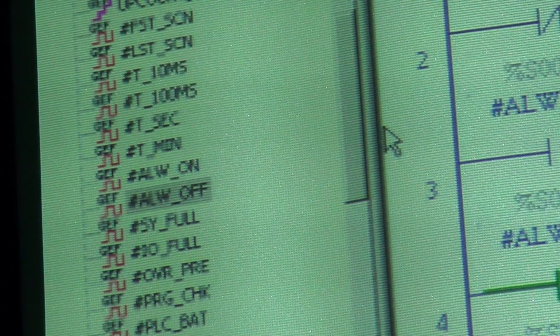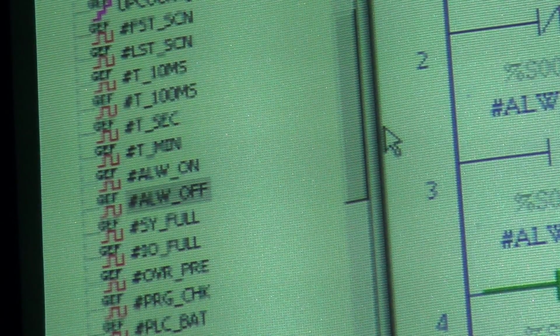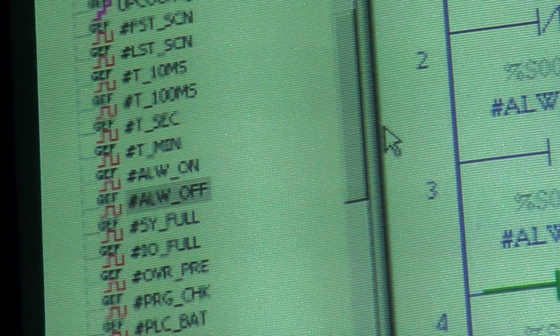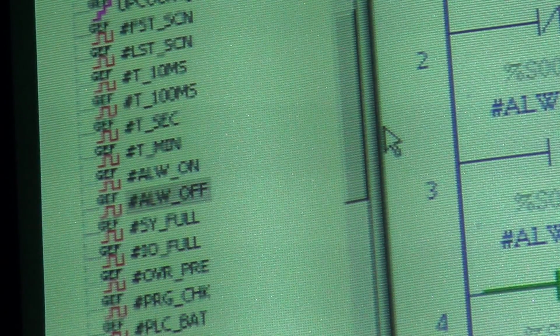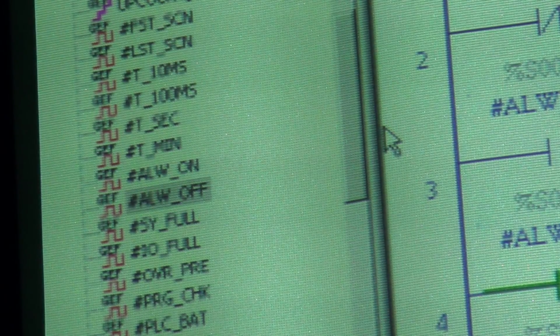Okay, system variables are coils that are built into your PLC, and they have different functions and uses. You can see some of them listed up here. At the very beginning, there's a pound FST_SCN for first scan. Then the next one is LST_SCN for last scan. Then T 10 milliseconds, T 100 milliseconds, T seconds, T minutes. Those are built-in timing coils, okay? And they're really nice to use.